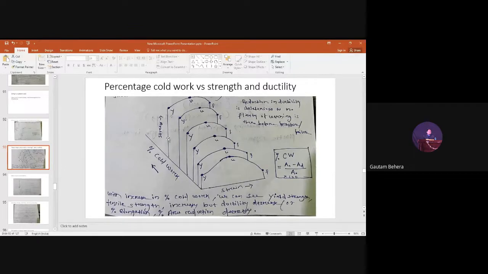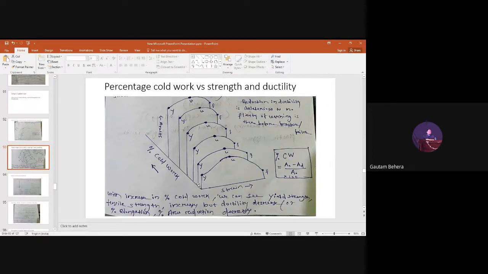This is showing you stress. We'll find out the stress actually. This is the thing we have to find out. But what is it showing? It is showing cold work versus strain. So you can see this one. Suppose when there is no cold work, this is the figure. This first figure is showing when there is no cold work.